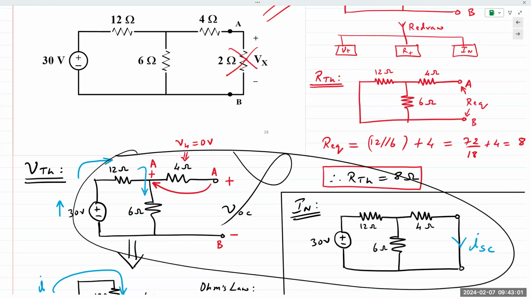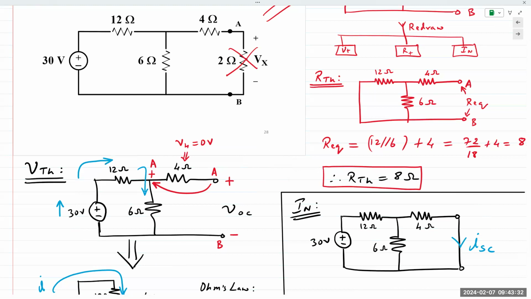Thevenin voltage requires the terminals be open. Norton current requires that terminals be closed or short-circuited. So a short at the terminals of analysis now renders the 4 ohm resistor in parallel with 6 ohms. In Thevenin voltage analysis, the 4 ohms was not part of the circuit because of the open circuit. Now it is. And we can see that the 4 ohm resistor is in parallel with 6.